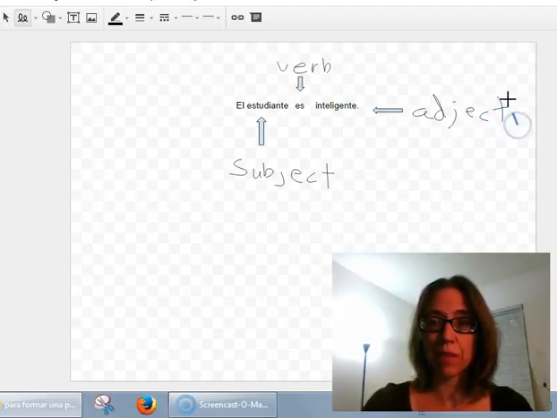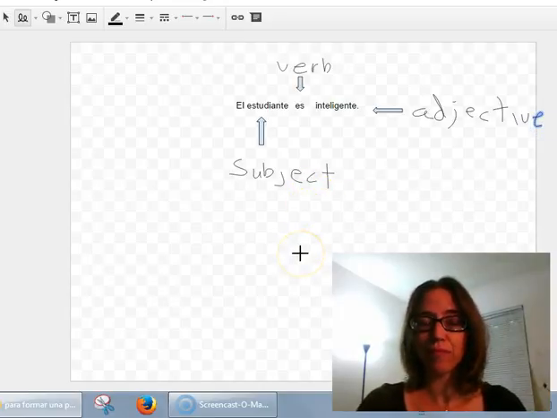Now, we are going to be spending time looking at both of these items. Oh, can I go past? It does let me go past. Yay! So that's the adjective.